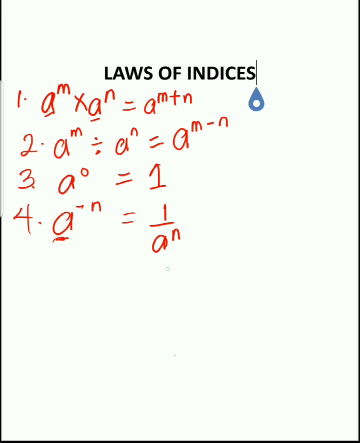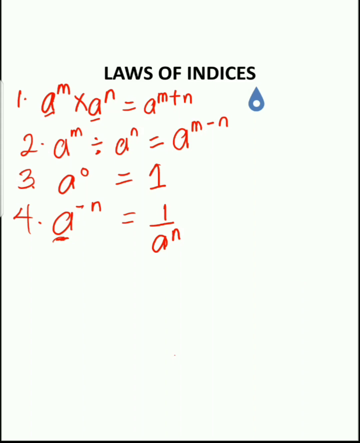For instance, if we have an expression like 5 raised power minus 2, this can be written as 1 over 5 raised power 2. And when this is evaluated, you have 1 over 25. And so this makes provision for an expression with a negative power.